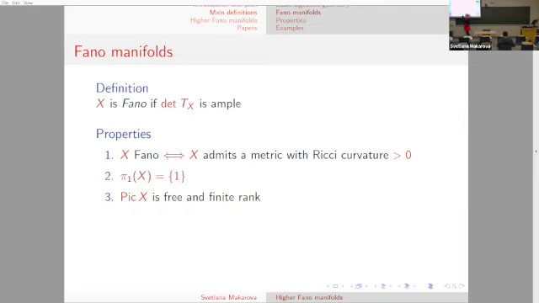Also, we can find in the literature that a Fano manifold is simply connected. Its pi 1 is trivial. And using this fact and the exponential sequence, we can prove that the Picard group is free and of finite rank, which is analogous to the property of CP1, that the Picard group of CP1 was Z. In this case, it means that it is Z to the n.